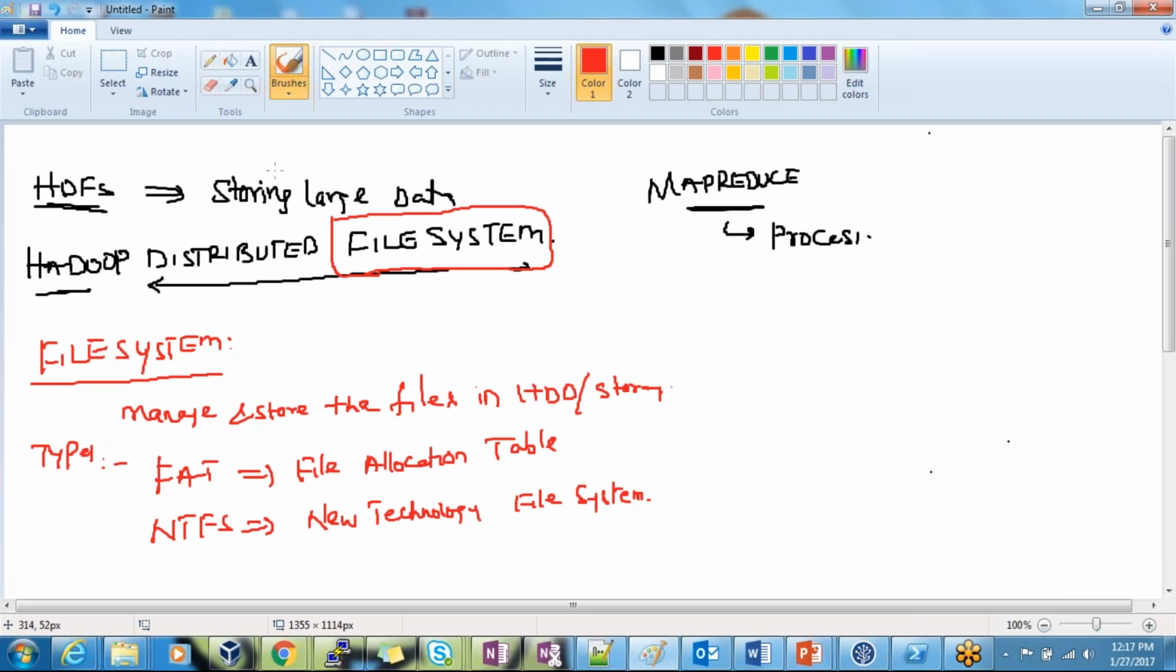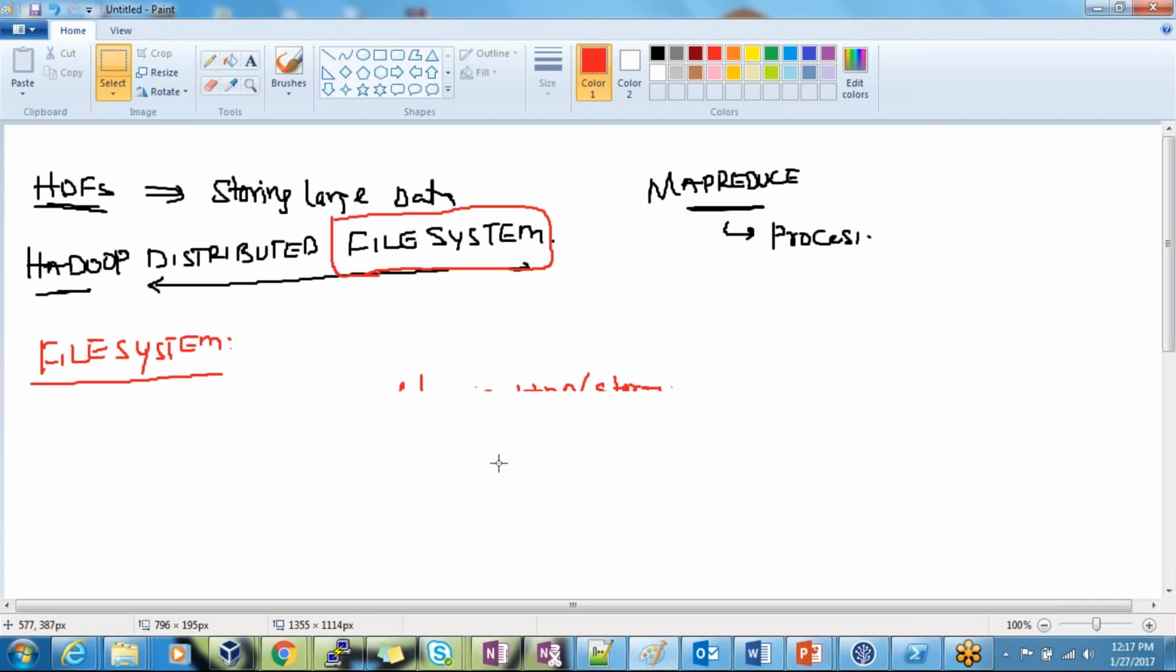We are going to discuss file systems in a different way. First, we'll try to understand how a normal file system works. If you understand that, then we can easily understand a distributed file system, and then the Hadoop distributed file system.